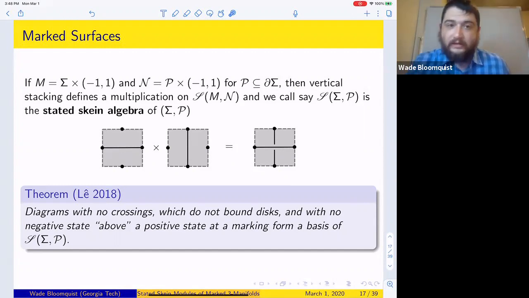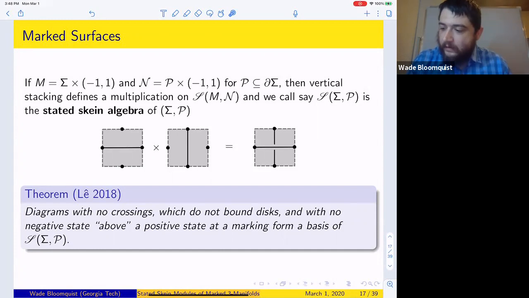Much of this work is joint with Tang, and the extension to 3-manifolds is something that this project was really focused on. But it was originally introduced in the case of surfaces in 2018, and it's just now being extended to these marked 3-manifolds.